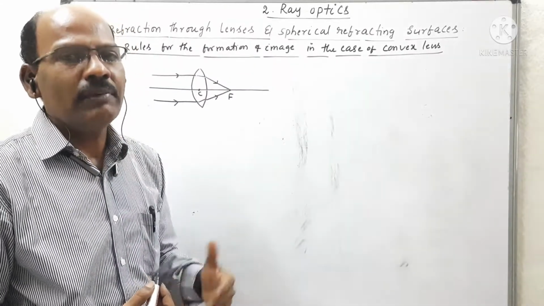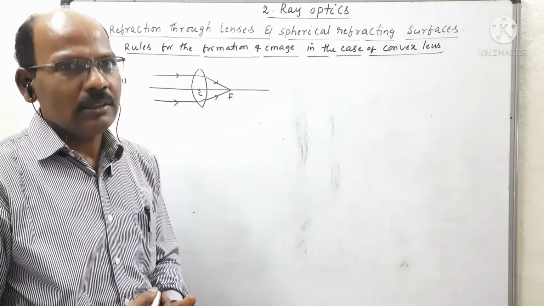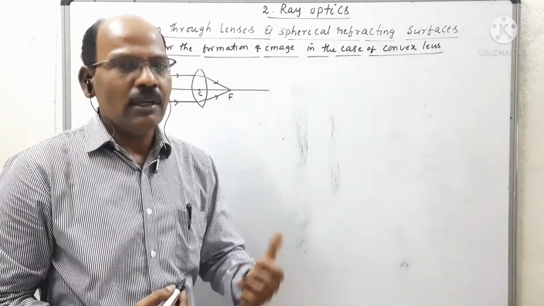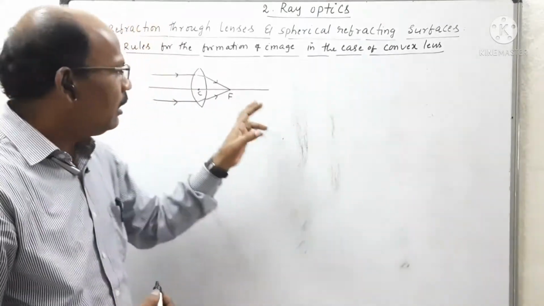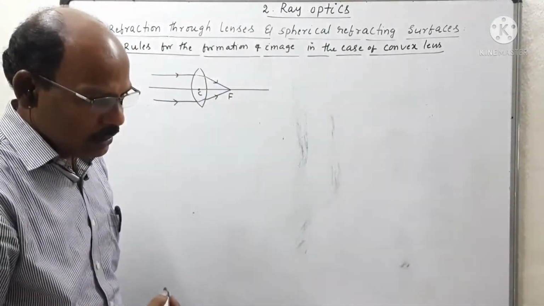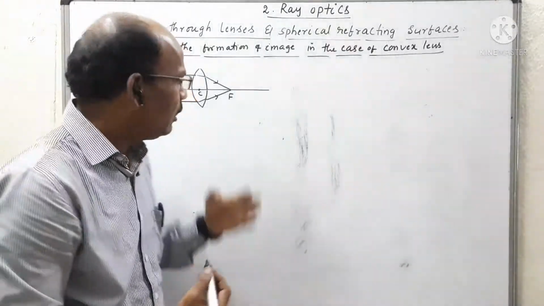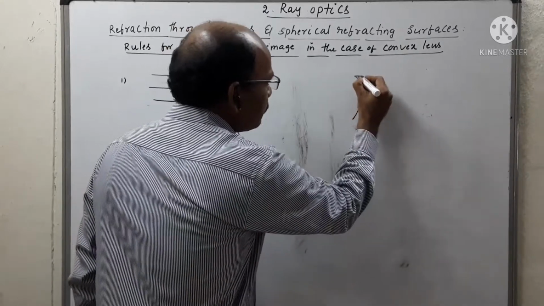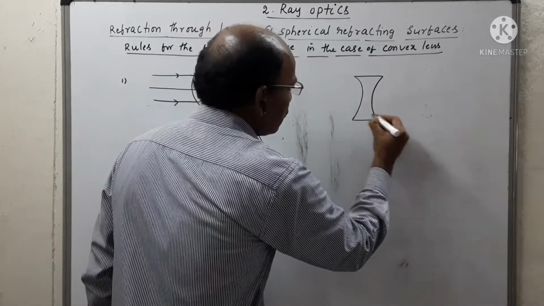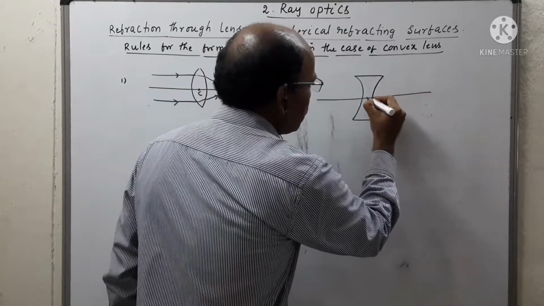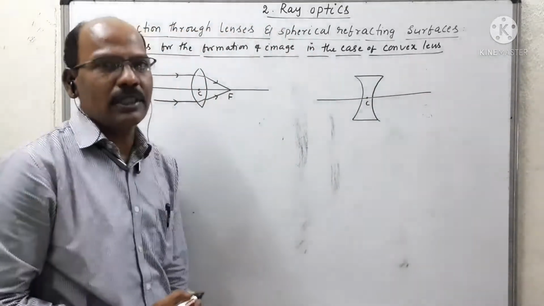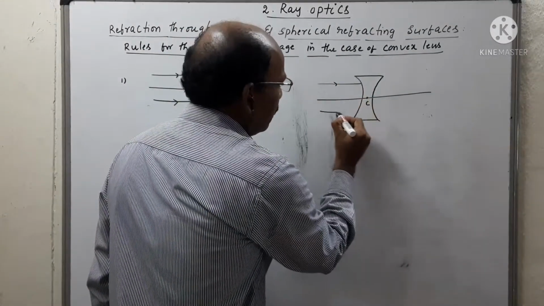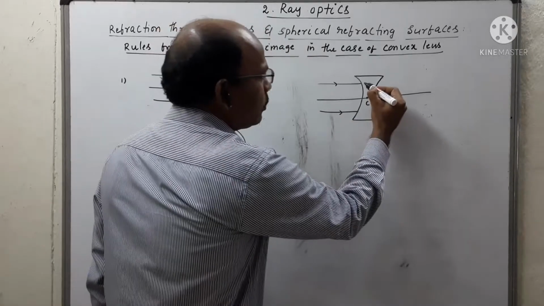Okay. So a ray which is parallel to the principal axis passing through a convex lens, after refraction, converges at the principal focus. So this is the first case. This can also be observed in the case of the concave lens. So this is the principal focus. This is the optic center. There we can observe this is the parallel ray and this is also another parallel ray.